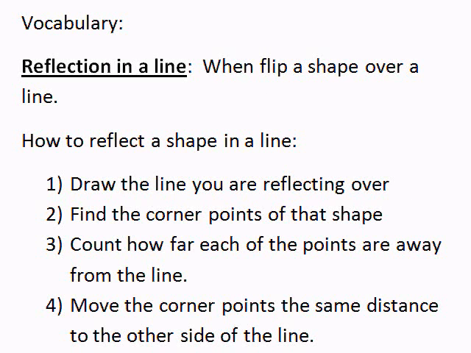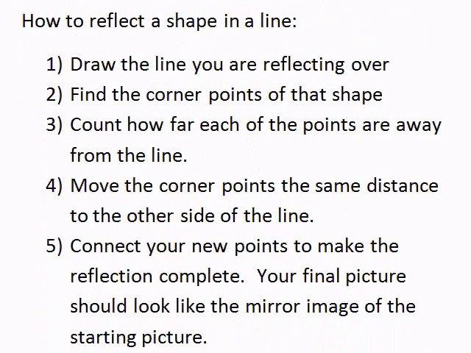Now I've got some instructions on how we're going to go about doing that. First, we're going to draw the line that we're going to reflect over. Then we're going to find the corner points of the shape we're given. We're going to count how far each of the points is away from the line. And then we're going to move those corner points the same distance to the other side of the line, and connect our new points to make the reflection complete. Our final picture should look like a mirror image of the starting picture.